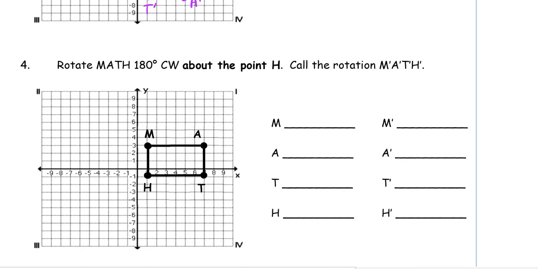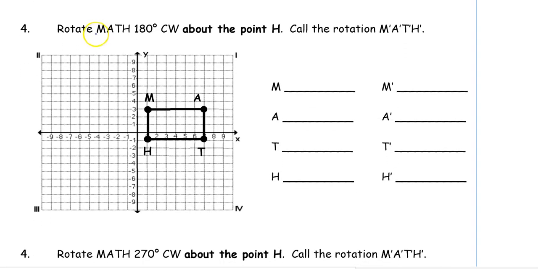So let's try that again. We are going to rotate it 180 degrees clockwise this time. Still around point H, so point H is not going to change. Just like before, we're starting with the original MATH, so it's the exact same points as above, so we can just copy down exactly what we did before. MATH, they're all starting in the same spot. We know H is not going to move because that's our center of rotation, so I can go ahead and copy 1, -1.